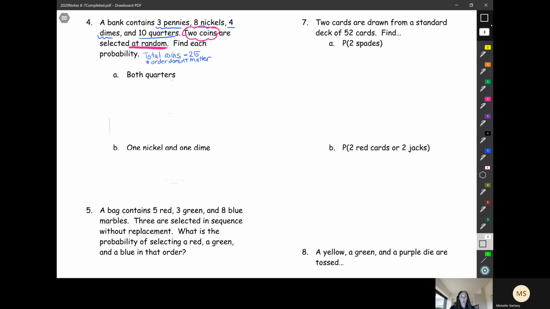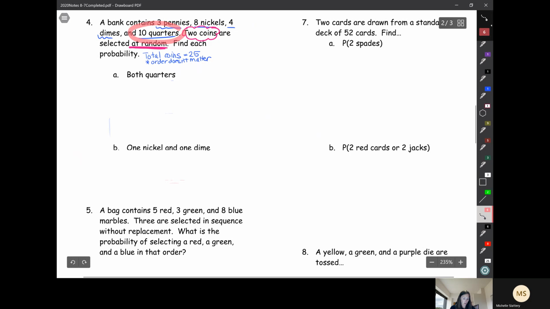So if I want both of them to be quarters, I think about, okay, well, how many total quarters do I have? Well, I can see that I have 10 quarters right here. So out of those 10 quarters, I need to choose 2. So that's going to be the number of successes. So my numerator is going to be 10C2. Now, how many total coins am I choosing from? 25. So from the 25, the number of options to choose 2 coins out of 25 would be 25C2.